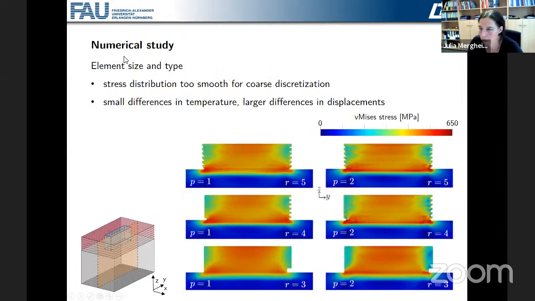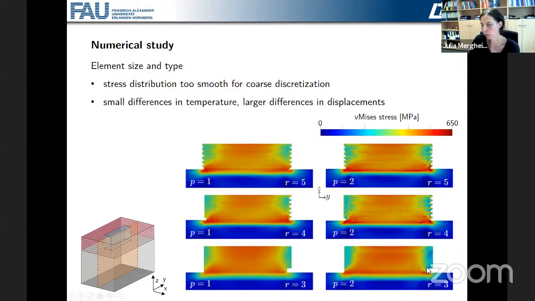Afterwards, we had a look at the stress distribution. Here we see the Von Mises stresses in the middle of the wall. So we have here a cutting plane directly in the middle. On the right-hand side, we see the results for polynomial degree 2 and left polynomial degree 1. And at the top, we have the finest mesh, and then it's getting coarser. We see that for the coarse meshes here with R equals 3, we lose these details in the stress distribution, which comes from the layer application.